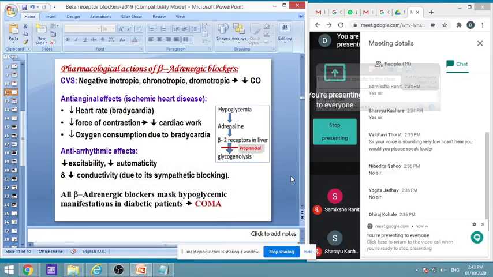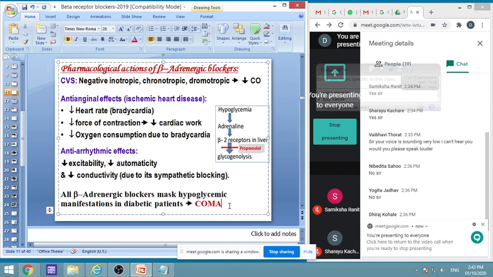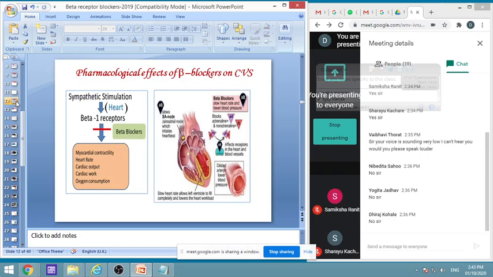So, these are the effects, how these drugs are acting, that we have seen. Then next is, all beta blockers mask the signs of hypoglycemic problems in diabetic patients, and therefore this patient can go into coma very easily. So, it should be used very carefully in these conditions. Okay. So, these are the beta blocker effects.